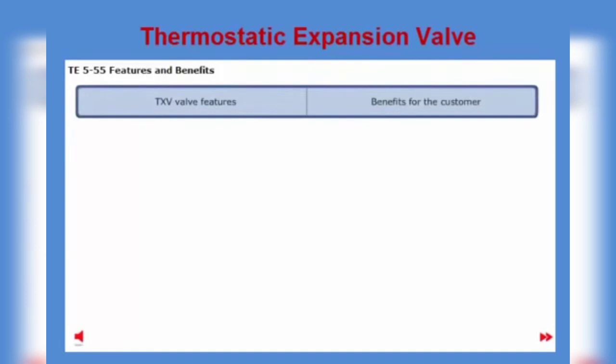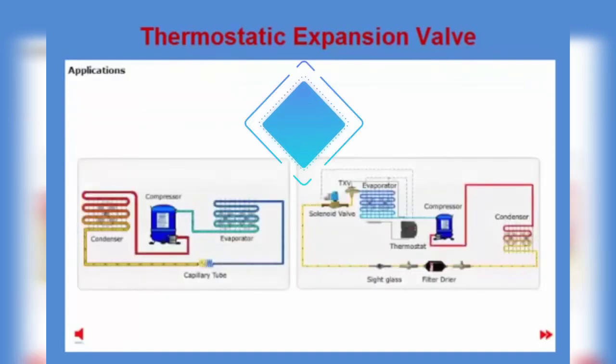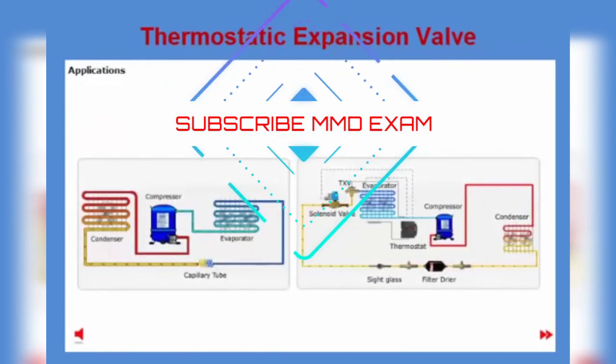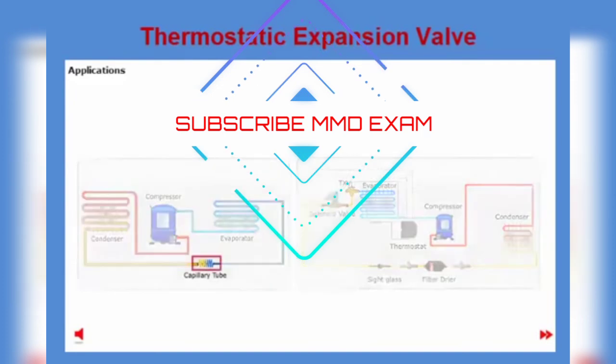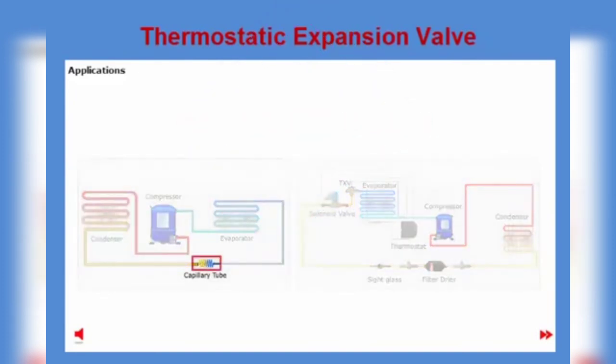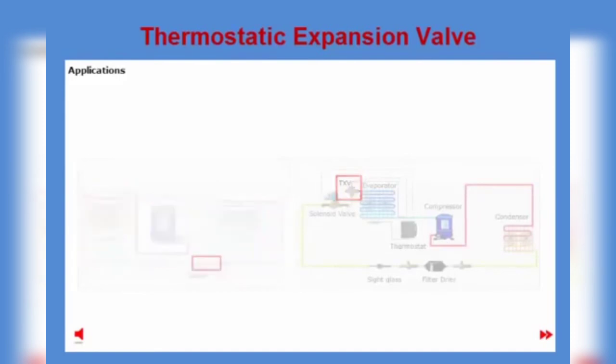Here you can see some general features. A throttling device is necessary in all refrigeration applications. In the most basic systems with little demand for optimization, a capillary tube may be used. However, as soon as optimization of energy or function is necessary, a thermostatic expansion valve, TXV, is used.